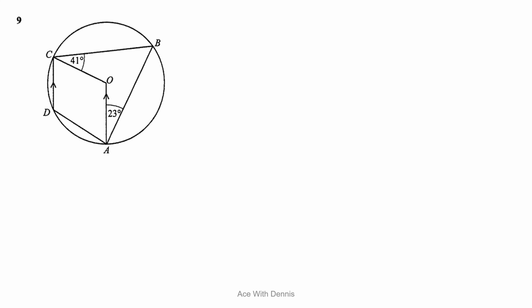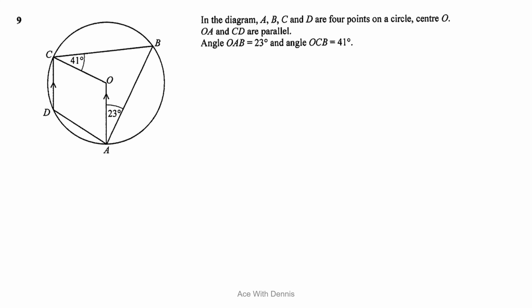Question 9. Given this diagram. In the diagram, A, B, C, and D are the 4 points on a circle center O. OA and CD are parallel. Angle OAB equals 23 degrees and angle OCB equals 41 degrees. Find A, angle ABC. 1 mark. So this is angle ABC.